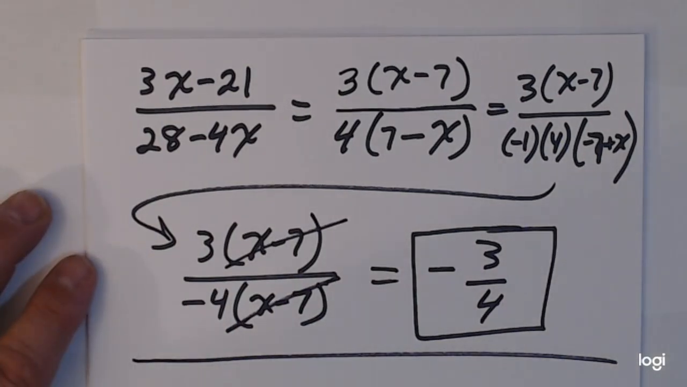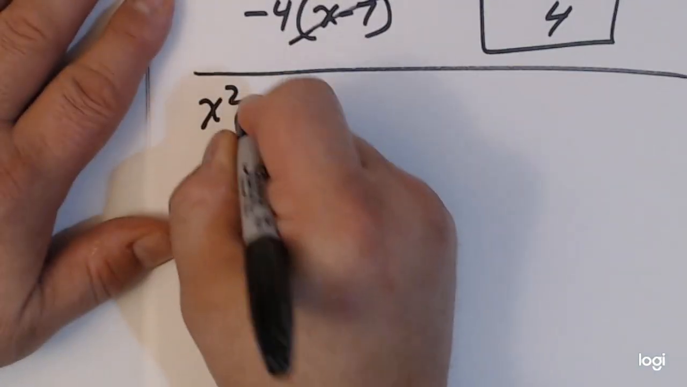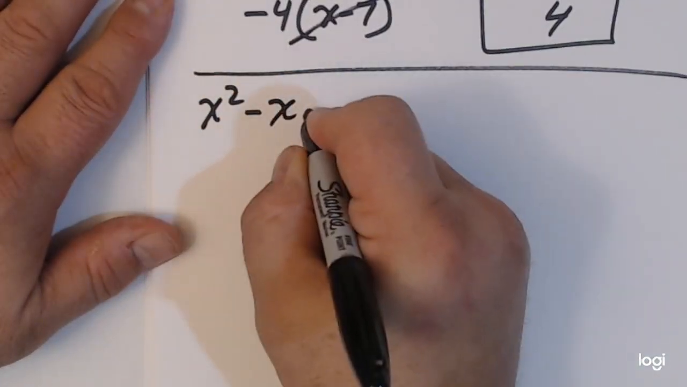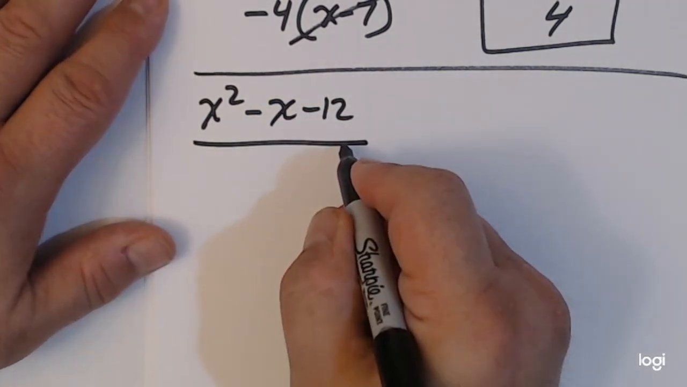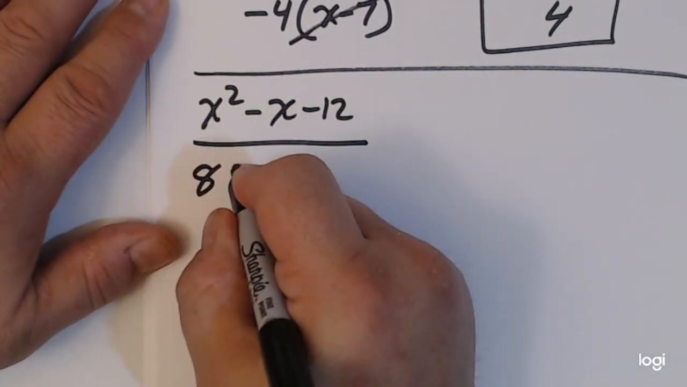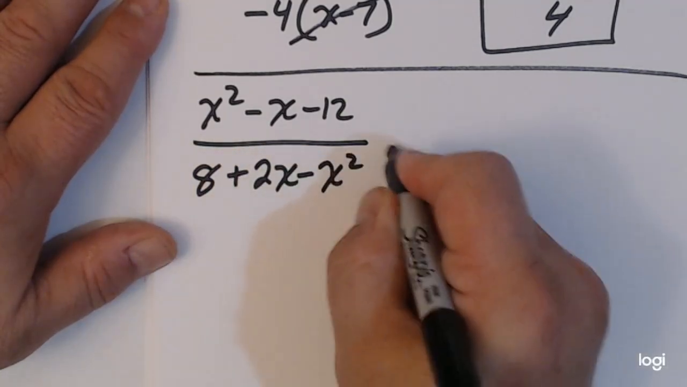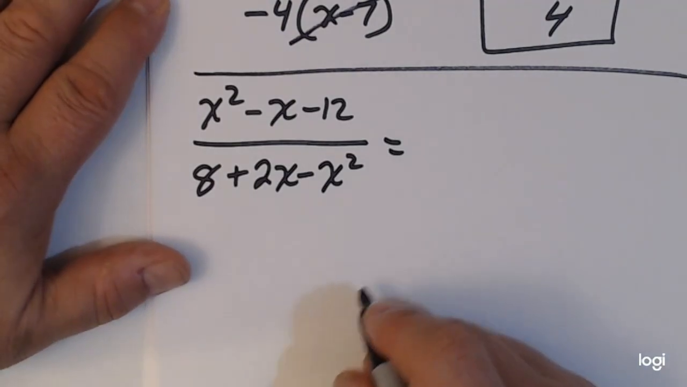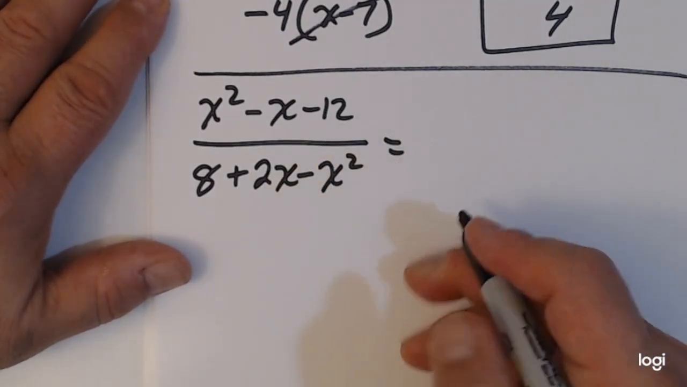All right. Let's do 2 more and we'll call it a day. How about this one? X squared minus x minus 12 over 8 plus 2x minus x squared. So the numerator is pretty easy. It's x minus 4 and x plus 3.